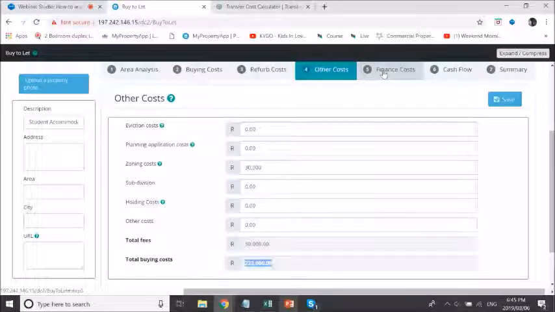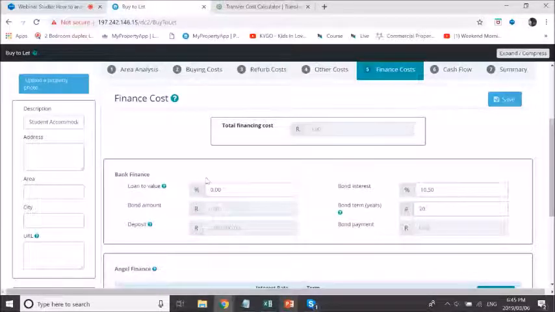Now we're going to go to the financing costs. As you can see here, for the bank financing, you can put a loan to value here of 90%, which means you're going to bond yourself for 2,070 and your deposit will be 230. Remember, we're buying this property for 2.3 million. So if we put a zero loan to value, it means that this is a cash deal. There will be no bond. The deposit will be 2.3 million.